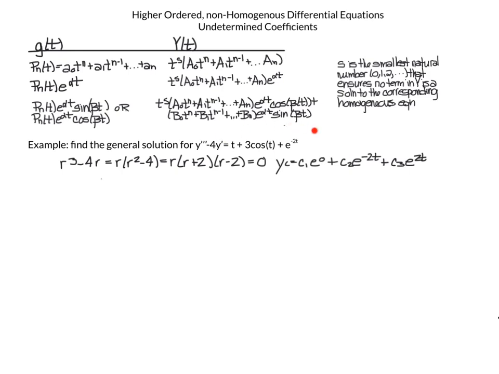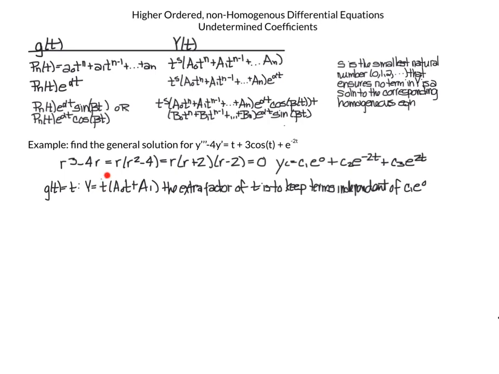Our g of t is the sum of 3 terms, so we're going to consider each term separately. So we'll start with g of t equals t. Because t is just a polynomial of degree 1, we're expecting our particular solution, capital Y, to be a naught t plus a1, and that's what we have here. But now we have to compare this to the solution to the homogeneous equation, and we see that this a1 is a multiple of the c1 e naught. This is just a constant, so we need these to be linearly independent.